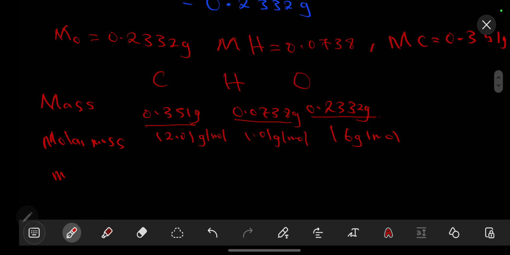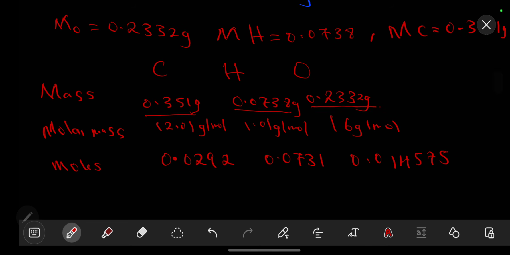What do we have as our moles? So our moles for carbon are equal to 0.0292. Then we also have, when we divide 0.0738 by 1.01, we are going to get a value such as 0.0731. Then when we divide our last one, 0.2332 divided by 16, we are going to get a value such as 0.01575.